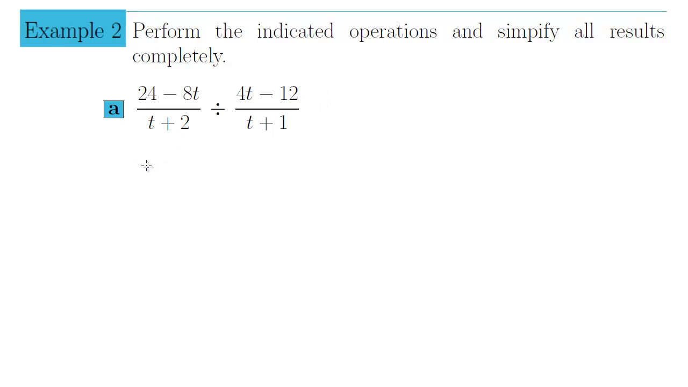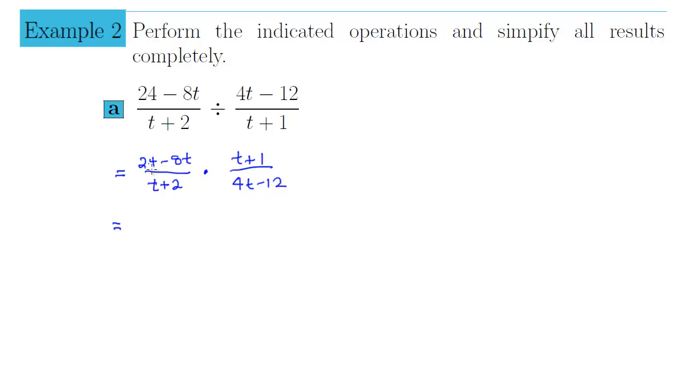We're going to rewrite our problem as 24 minus 8t over t plus 2. And instead of dividing, we're going to be multiplying by the reciprocal. So we want to turn that upside down. T plus 1 over 4t minus 12. Good. Now, the next step when we're multiplying or dividing fractions is to factor things out to see if anything will cancel. So that's what we want to do.